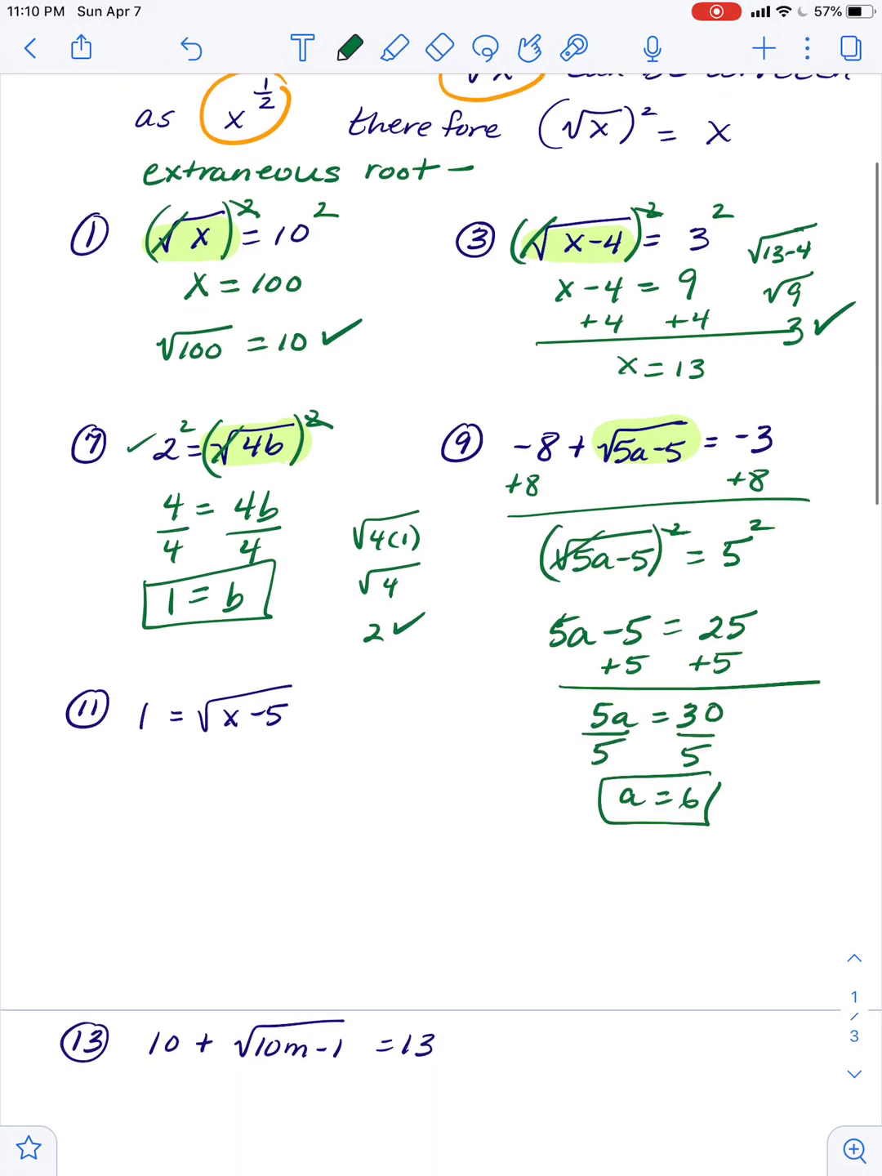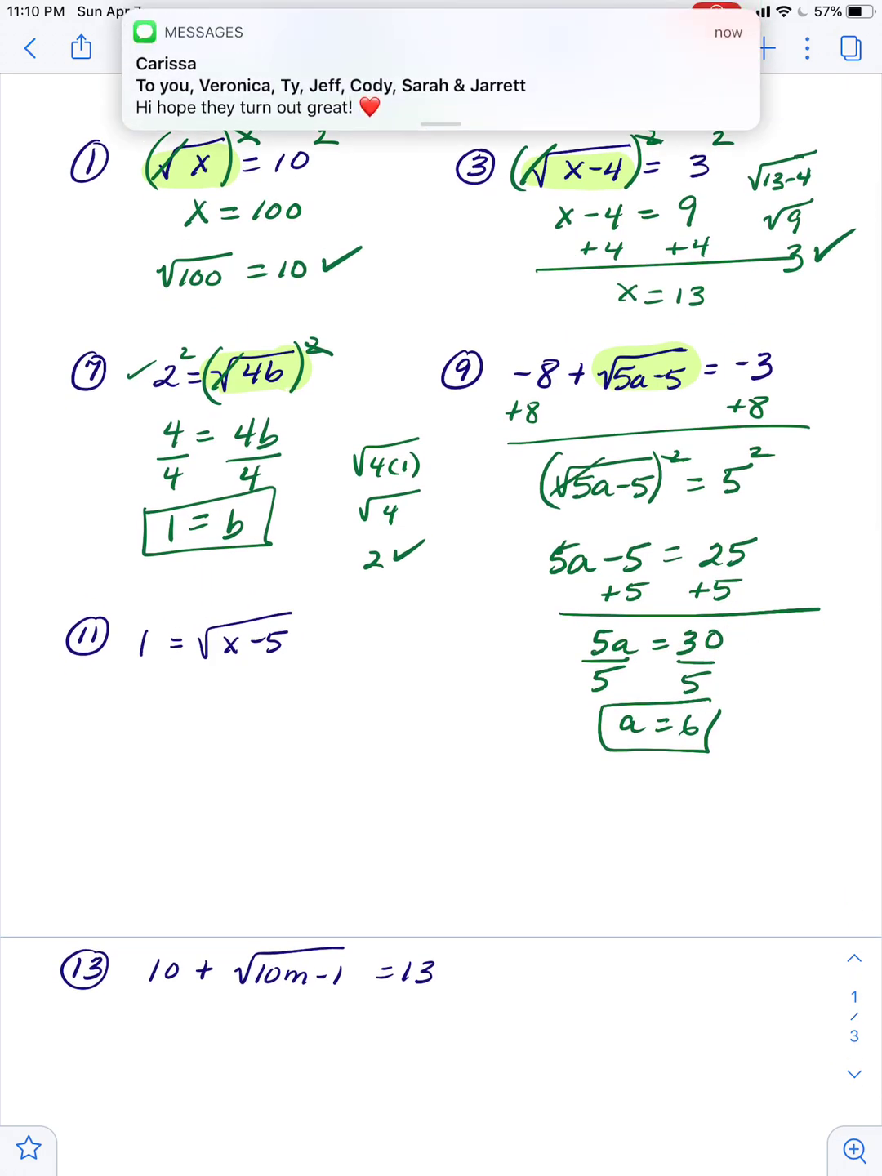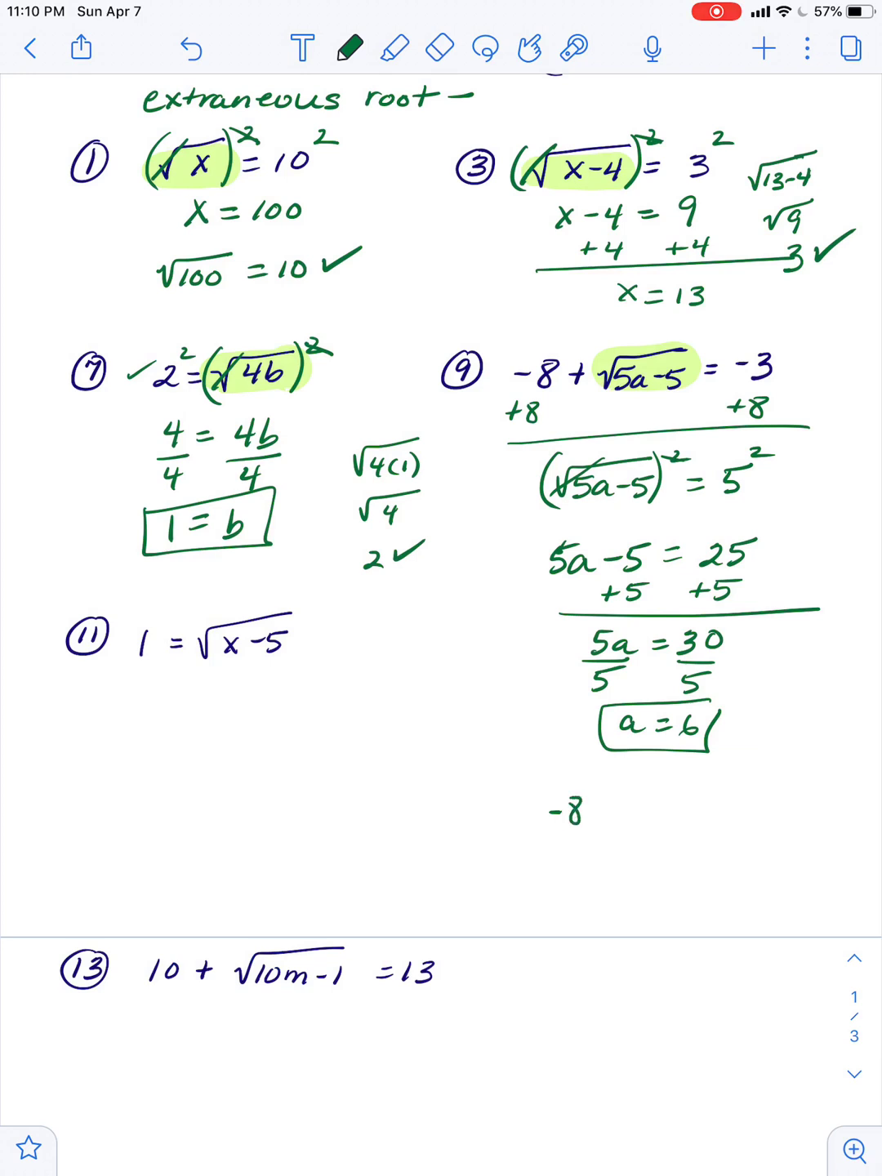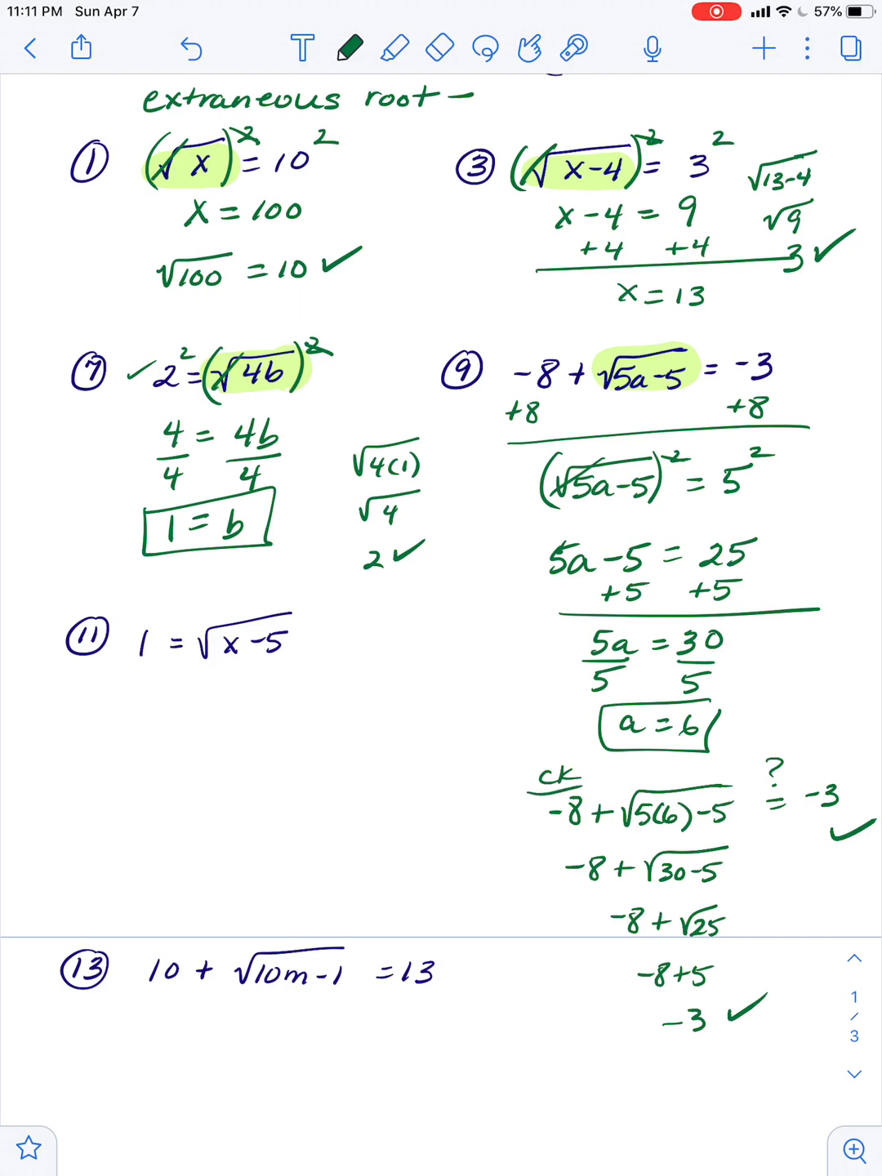Okay, now I'm going to check myself real quick. So a negative 8, negative 8 plus square root of 5 times 6 minus 5. And I want to know, is that a negative 3? Okay, so a negative 8 plus, and that would be 30 minus 5. Negative 8 plus the square root of 25. Negative 8 plus 5. That is a negative 3, so that checks. Okay, so this is my check.